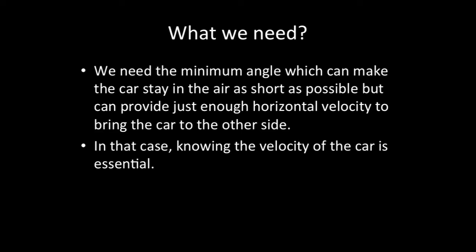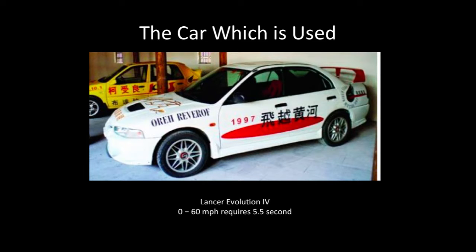And then for a minimum angle, right now we need to know the speed of the car, the velocity of the car, to make an exact and accurate calculation. So that's the reason we should choose a car as fast as possible. This is the car which is used during the performance. This is Lancer Evolution 4. And the acceleration of this car from 0 to 60 miles per hour requires 5.5 seconds.